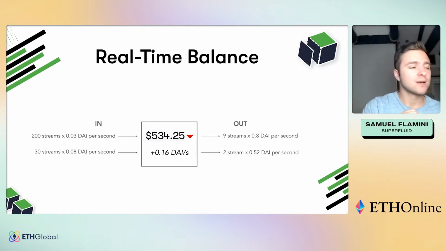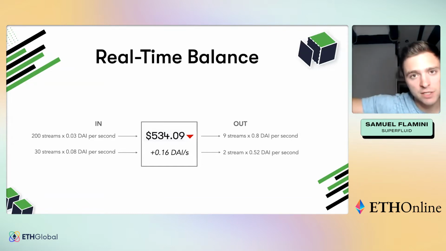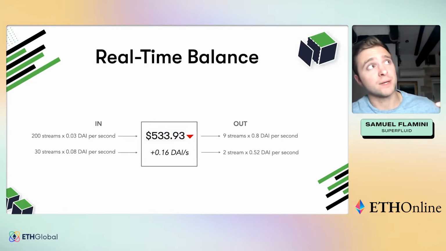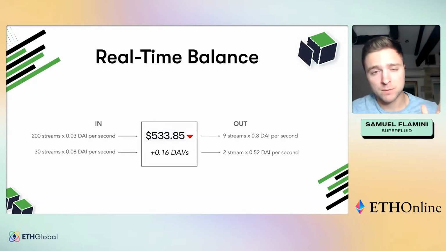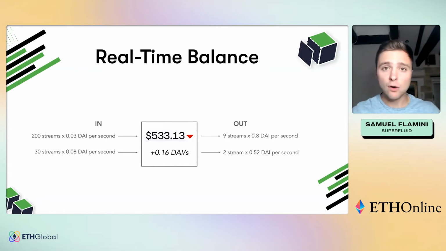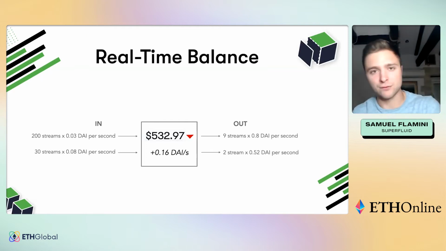So imagine I'm sending one stream that's 10 tokens per day, and then on the other end, I'm receiving one stream at 5 tokens per day. What we get there is 5 coming in, 10 going out. So we have a net flow rate of -5 tokens per day, right? So this will tell the protocol, okay, 5 tokens should be going out of Sam's balance every day.